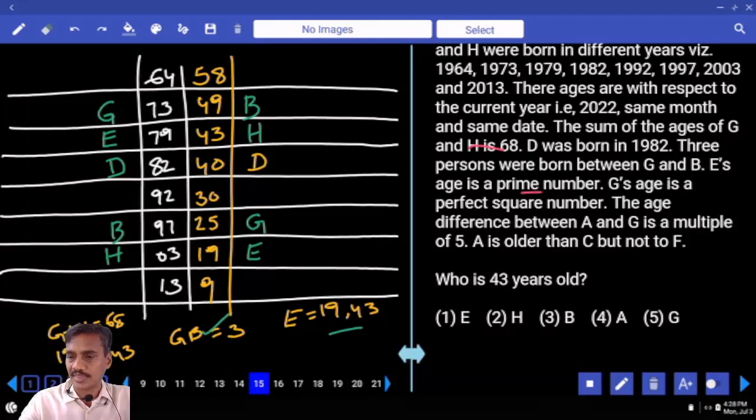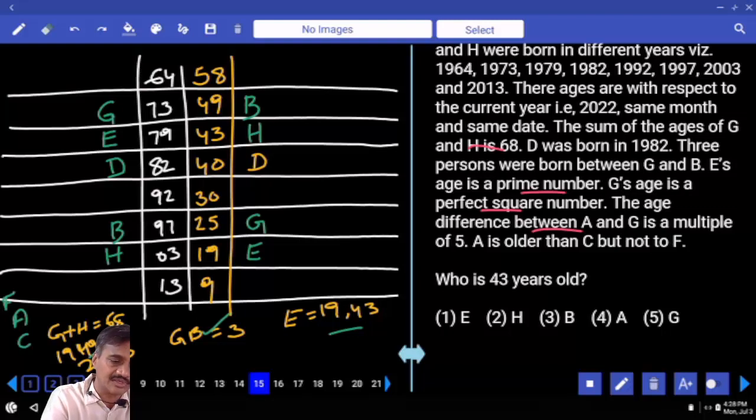And next one, G's age is a perfect square. Age difference between A and G is a multiple of 5. A is older than C. A is older than C but younger than F. Isn't it? The remaining three persons must be like this, F, A, and C. Now here also F, A, and C.